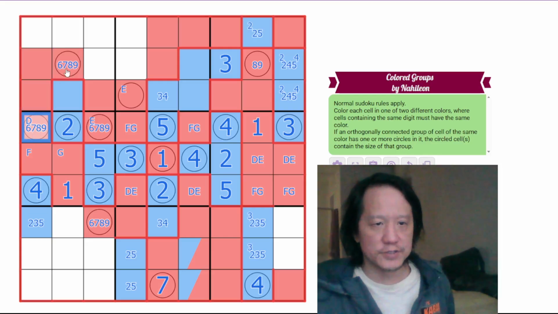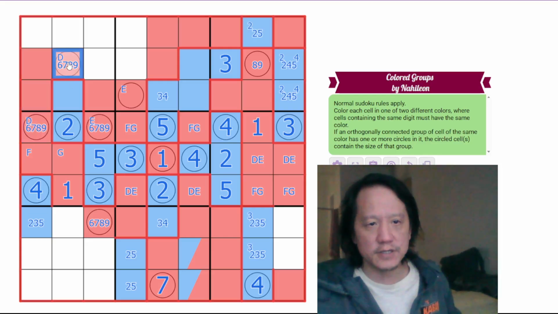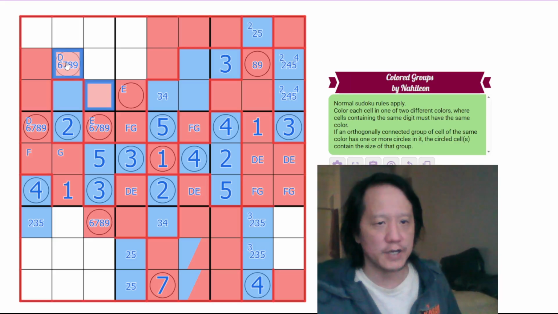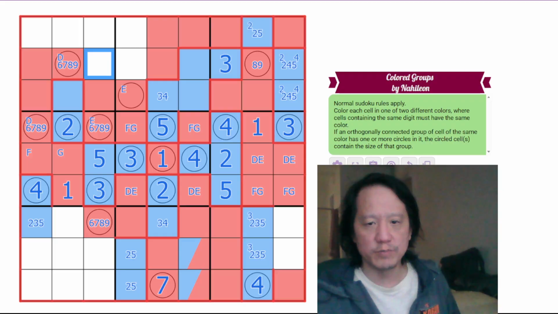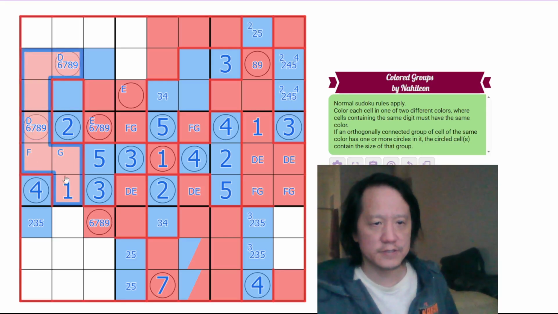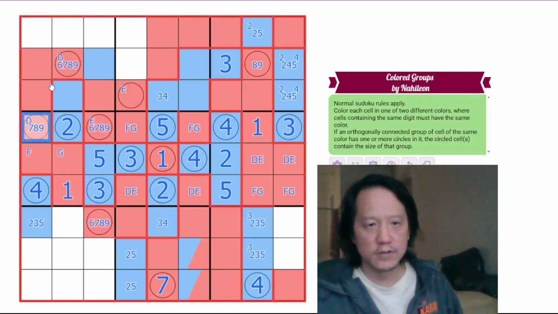So these are the same, which means this cannot be the same region as this because this is E. So this must be a blue, and it must block off somewhere. We have 1, 2, 3, 4, 5, 6, 7 at least here. So this is at least 7. This has to connect here.